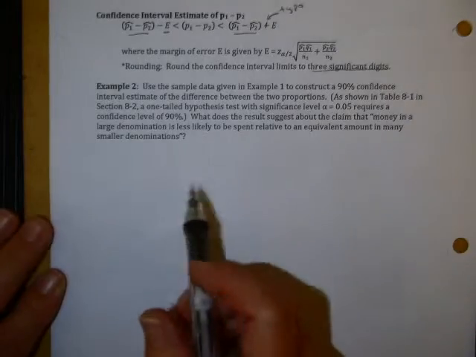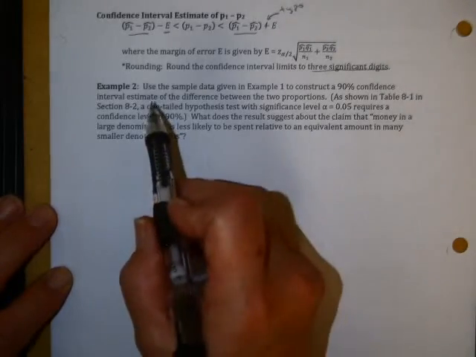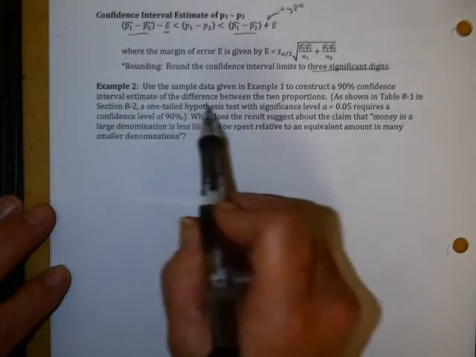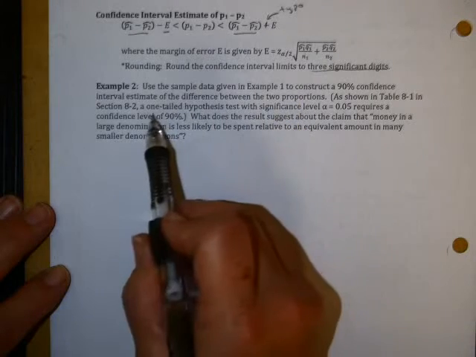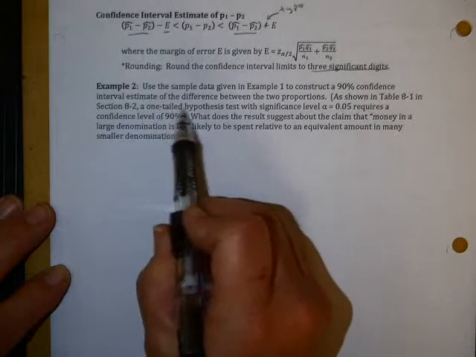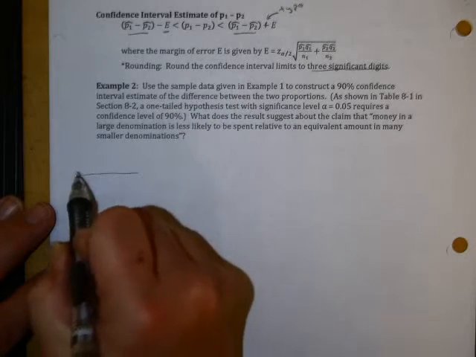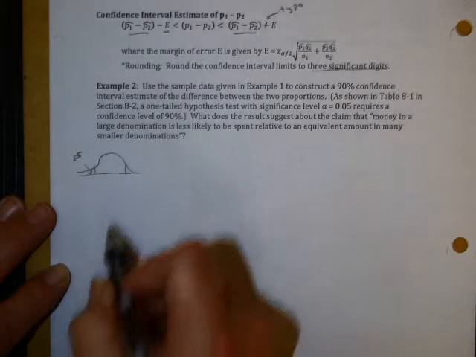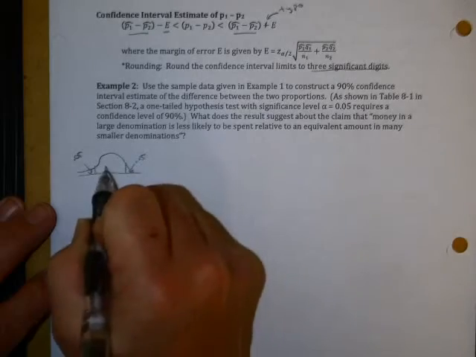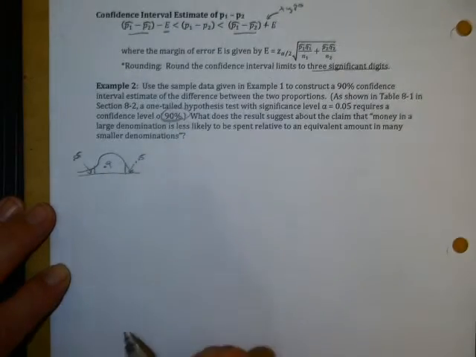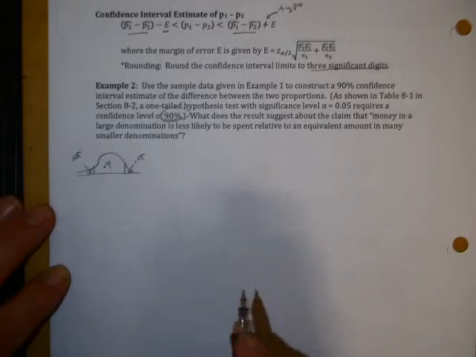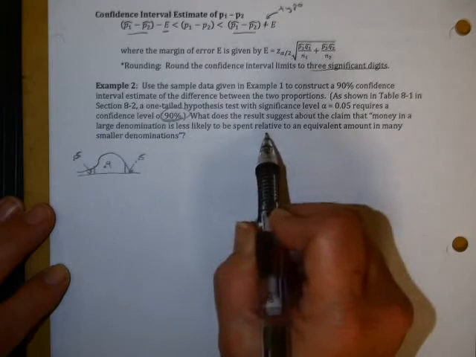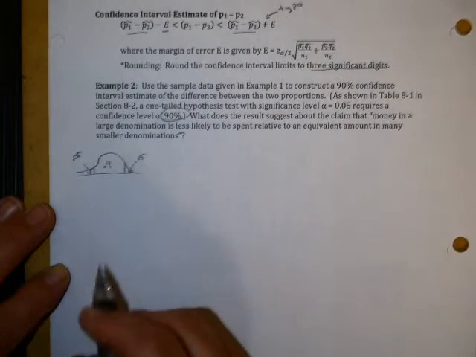So let's take a look at the same example, but this time create a confidence interval. Example 2. Use the sample data given in example 1 to construct a 90% confidence interval estimate of the difference between the two proportions. This is going to be a one-tailed hypothesis test. Graphically, if 0.05 is in one tail, since it's a confidence interval, there's also 0.05 in this tail, so that's a 90% confidence interval. They want to know, what does this suggest about the claim that money in large denominations is less likely to be spent relative to an equivalent amount in many smaller denominations.